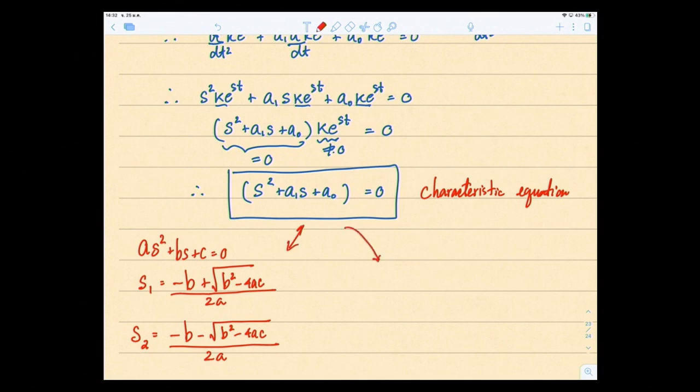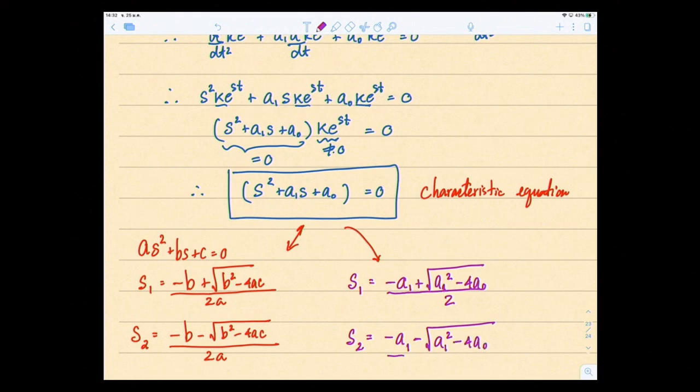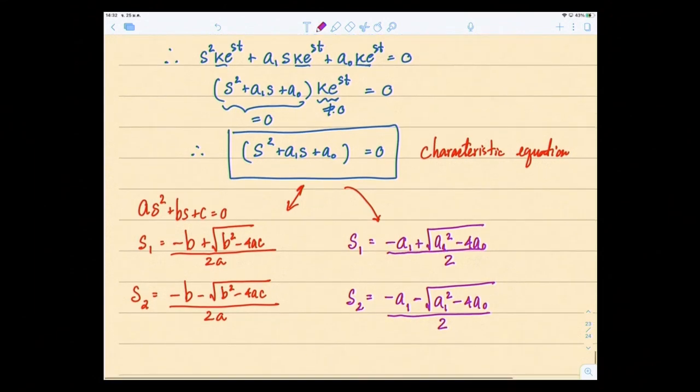We will get our root s1 is going to be minus a1 plus the square root of a1 squared minus 4a naught, divided by 2. Our s2 would be equal to minus a1 minus the square root of a1 squared minus 4a naught, divided by 2. Okay, so we will have our roots to be like this.